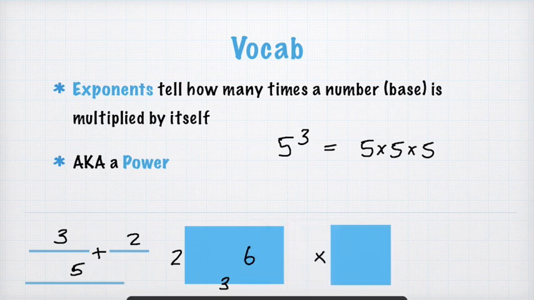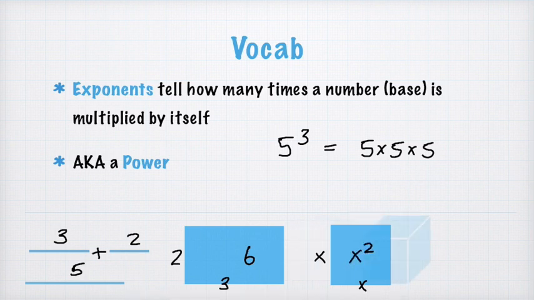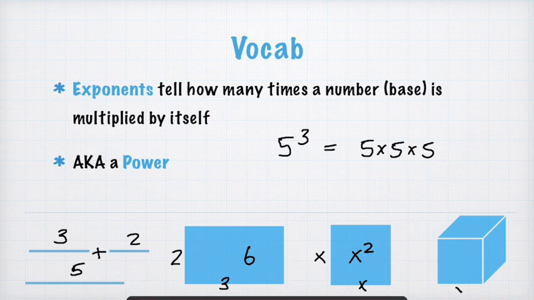Here's a square, and we have sides of x on both sides, and so it's x times x, and the area of that is going to be x squared. And for this cube, if we have x's on all 3 sides, that means it's going to be x times x times x with a volume of x cubed. Remember this for like terms.